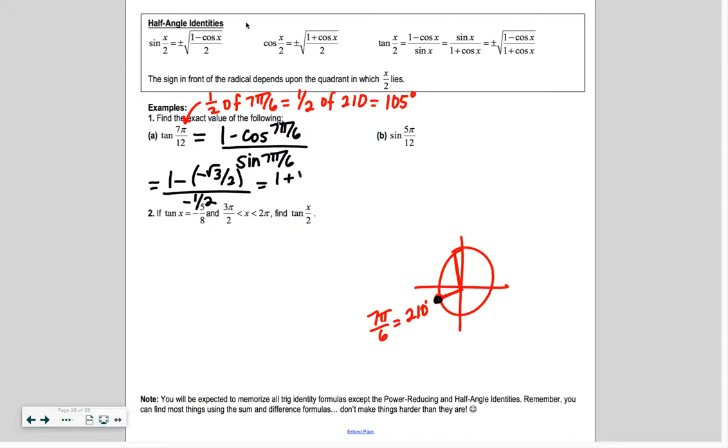So I get 1 plus root 3 over 2 divided by negative 1/2. The only thing that I don't like is that it's a fraction within a fraction. How do I fix that?